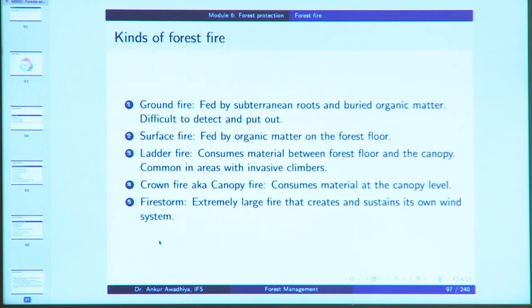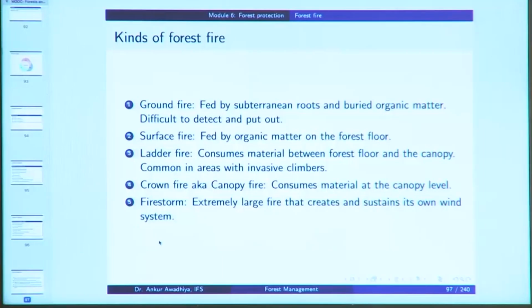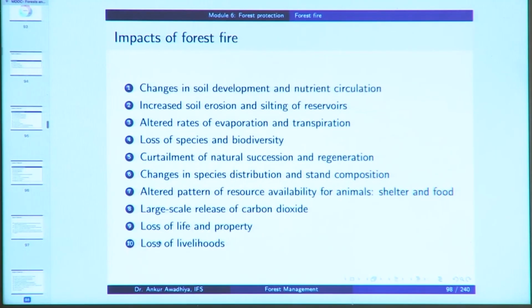You can have a ground fire, which is fed by subterranean roots and buried organic matter, difficult to detect and put out, and it is very easily detected if you have a snag tree, because you will suddenly find a tree that has started to burn. Then you have surface fire, which is fed by organic matter on the forest floor. You have ladder fire, which consumes the material between the forest floor and the canopy, common in areas with invasive climbers. You have crown fire or the canopy fire, which consumes material at the canopy level, and you have the firestorm, in which case you have an extremely large fire that is creating and sustaining its own wind system.